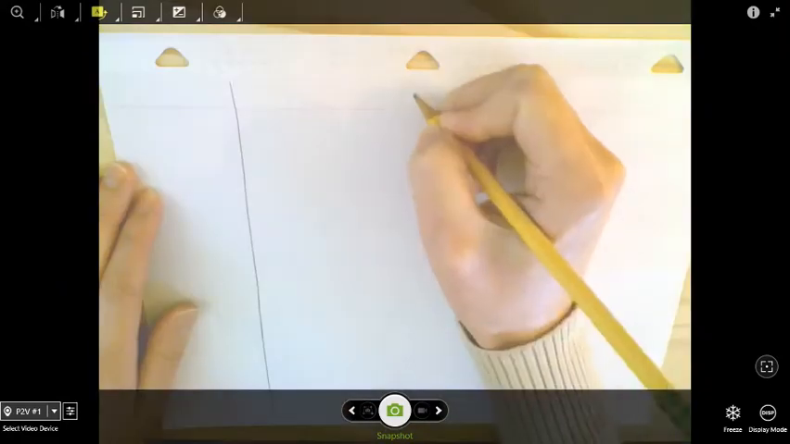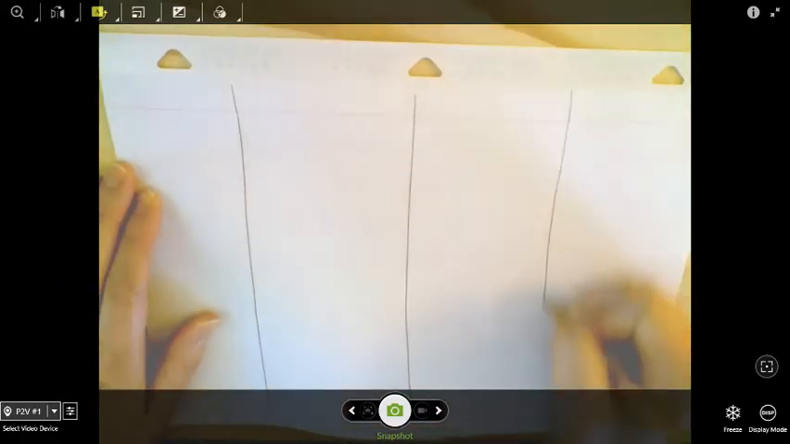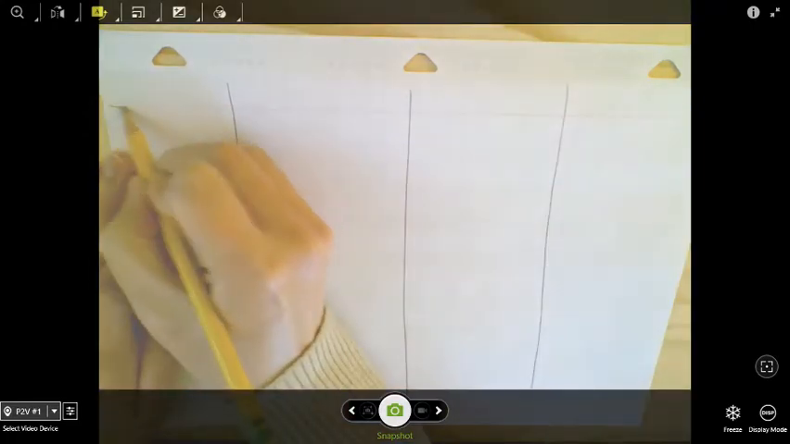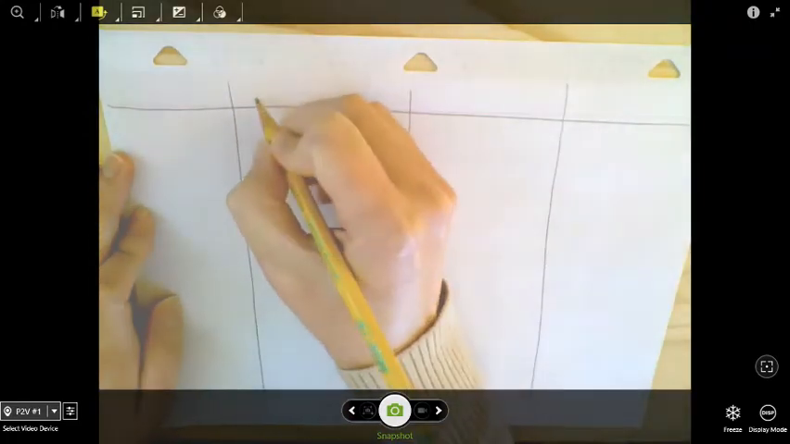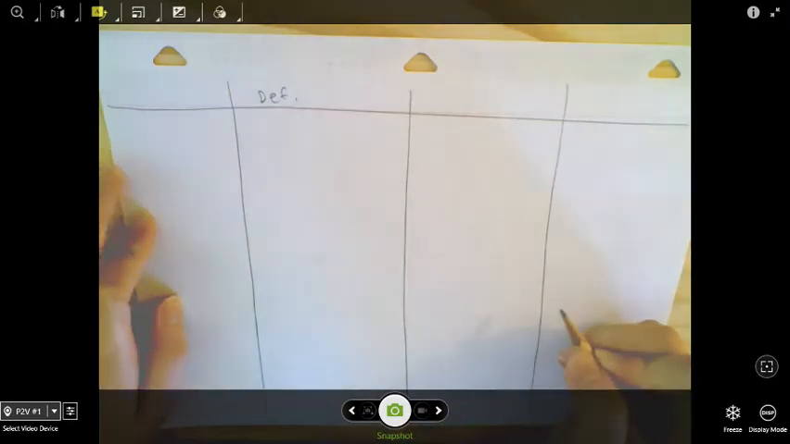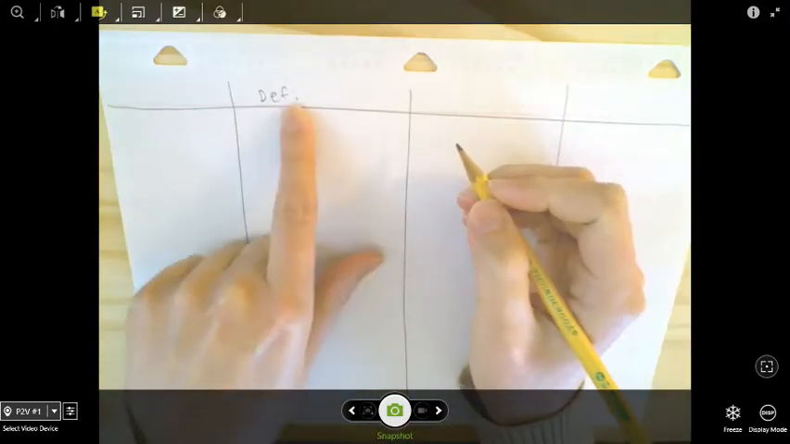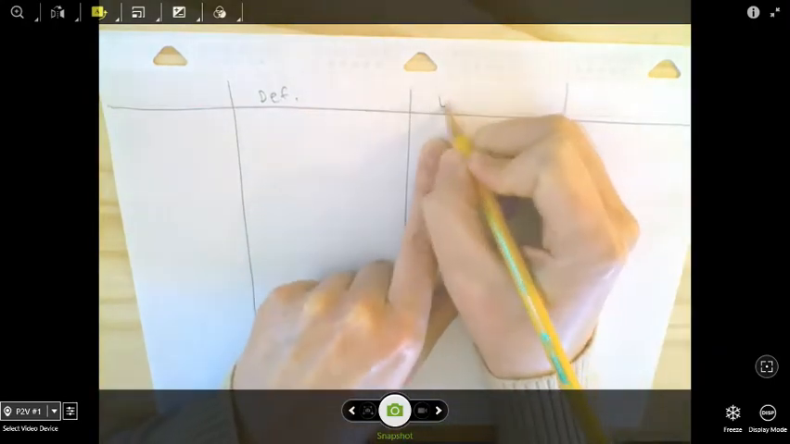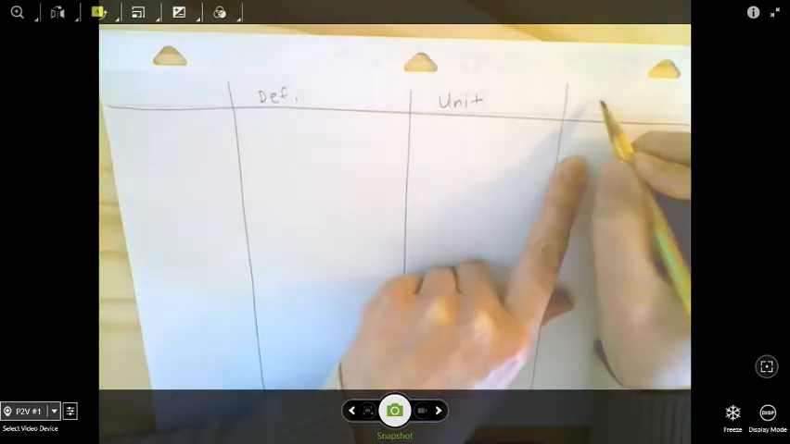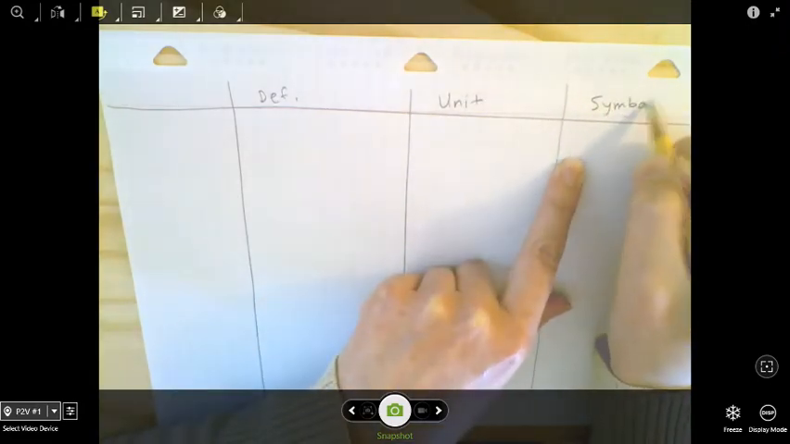So just make 4 columns like that. The first column is going to be the definition. The second column will be a definition. The third column will be the unit, and the fourth column will be the symbol.